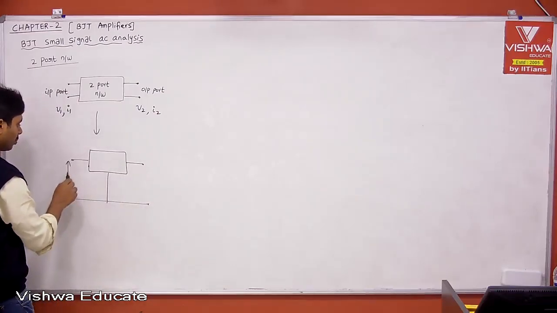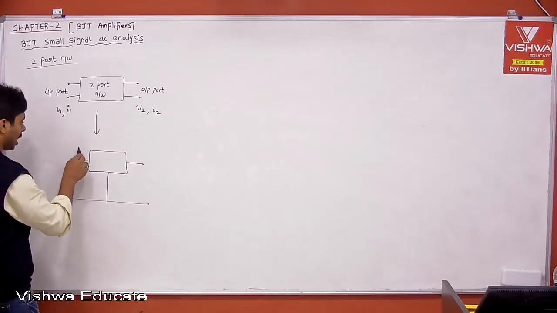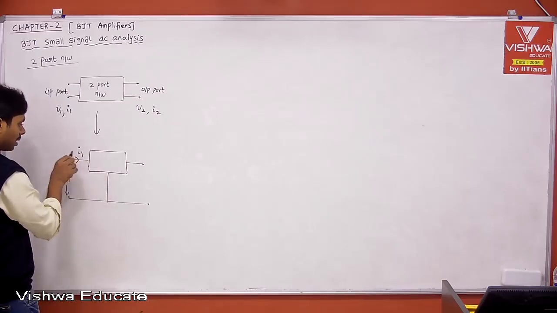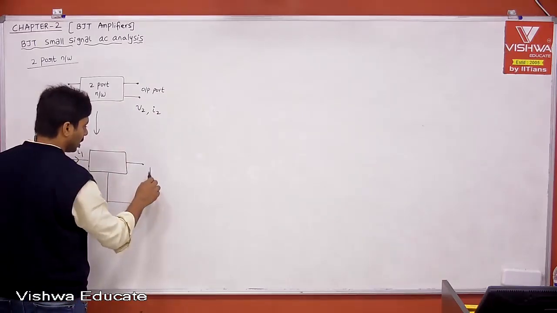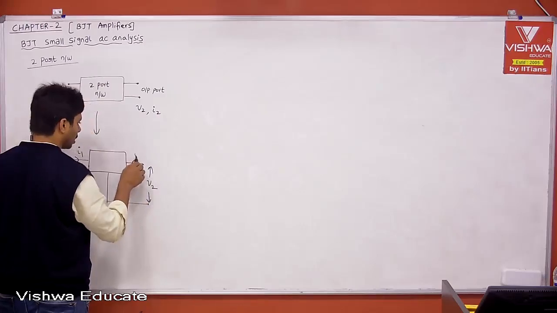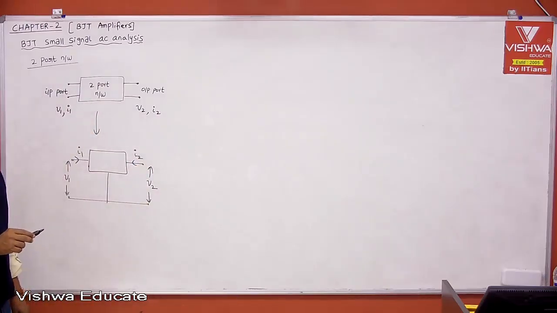Now 1 terminal is common for both input and output. Now this is your input port. Let me define it with input voltage V1 and input current I1. Therefore, this is the current which is entering into your black box. That is the two-port network notation. Similarly, your output voltage V2 and output current I2, which is entering into your output port. That is nothing but your two-port network notation.